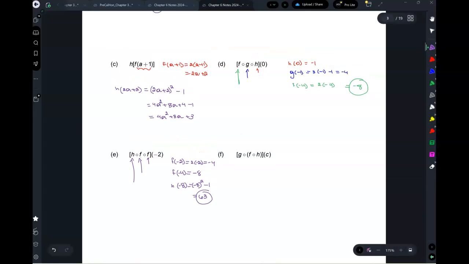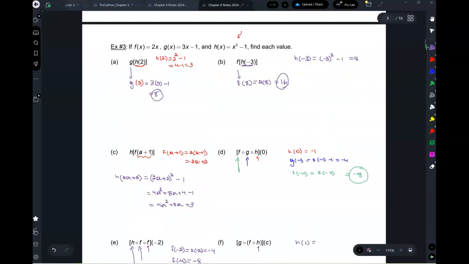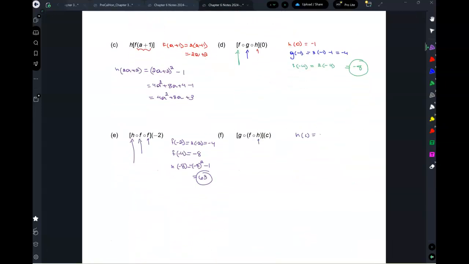Okay, here. G of f of h of c. Don't worry about the parentheses. It means the same. So let's start from the beginning. From the inside. H of c, c squared minus 1. Okay, here we go. Let me color code this one. F of c squared minus 1, 2 times (c squared minus 1).